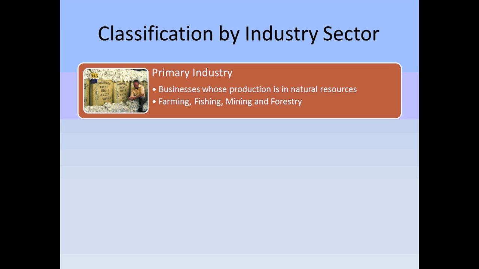One of the main ways we classify businesses is in their industry sector. Primary industry basically refers to those businesses who are operating in the production involving natural resources. This includes farming, fishing, mining and forestry. All of those businesses basically produce a natural resource or mine a natural resource and sell it on to another company. There is actually a Minister of Primary Industries in Australia, controlled by the federal government, because the vast majority of Australia's exports come from the primary industry.